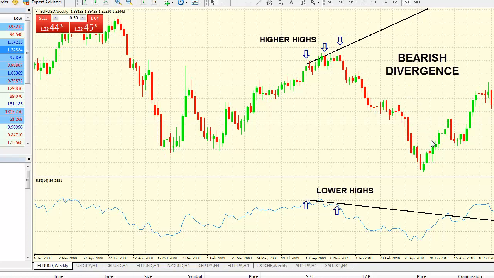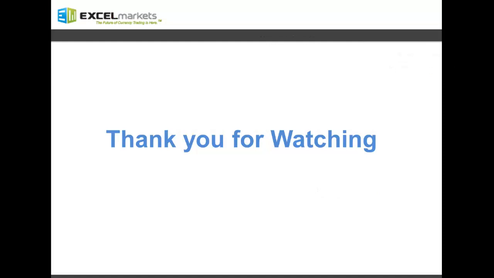This is all we will be covering on this topic about RSI and how we can use this as a technical trade signal to help with our trading activity.